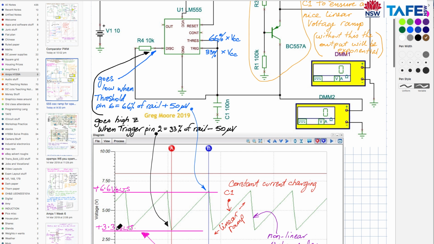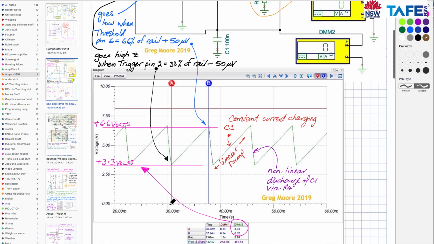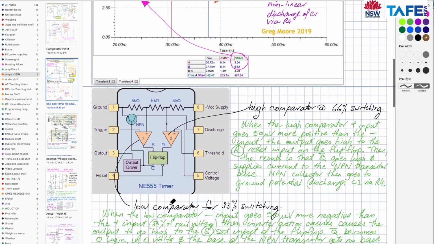On the graph here I've shown from Tina that 3.3 volts is the lower threshold, 6.6 is the higher. Cappy starts charging at 3.3, heads linearly up to 6.6, and then bingo, something happens here which then has to cause that transistor to discharge again. So let's have a look at that.